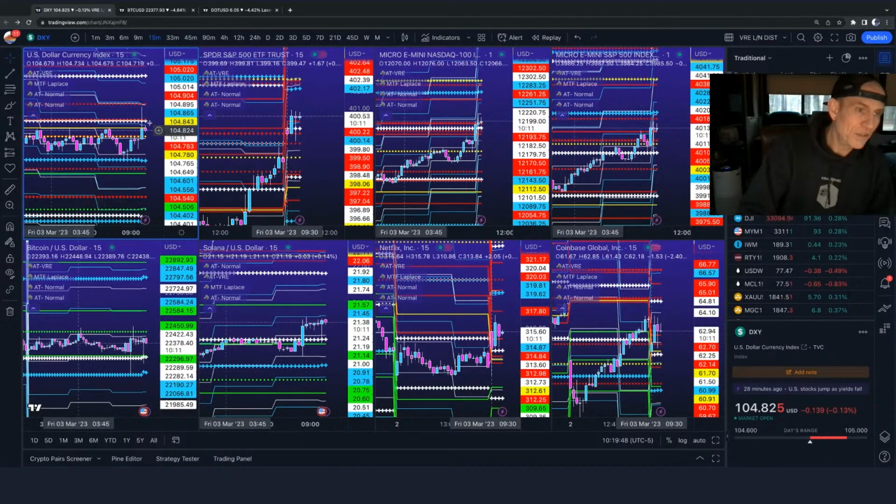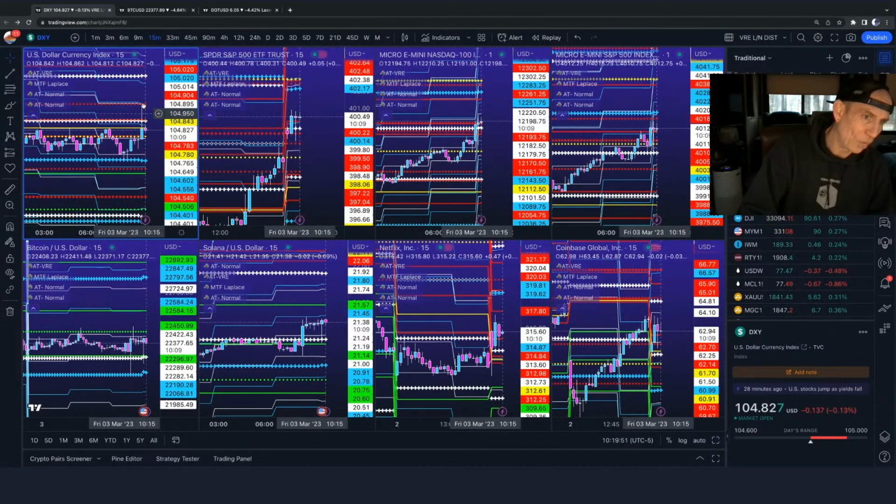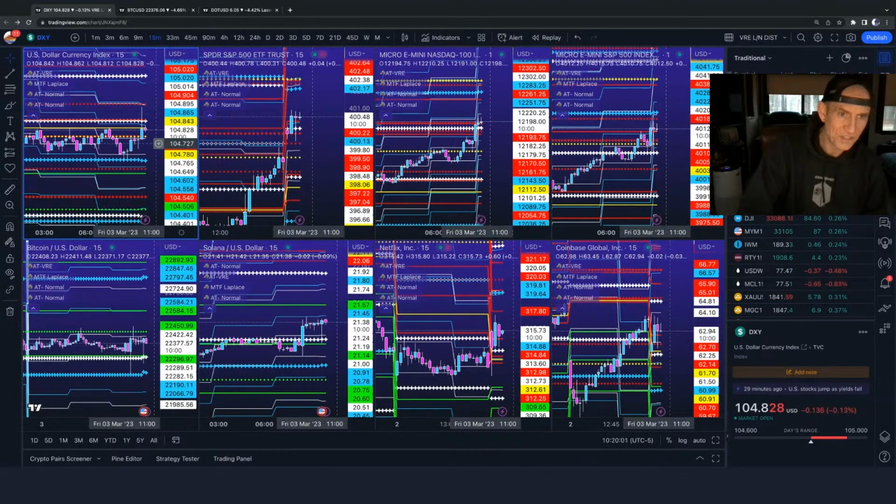Work hard. You can see the dollar sent a wick up to the top of the weekly. Pulled back. Look where that 15-minute candle closed, right inside the center of the daily range.